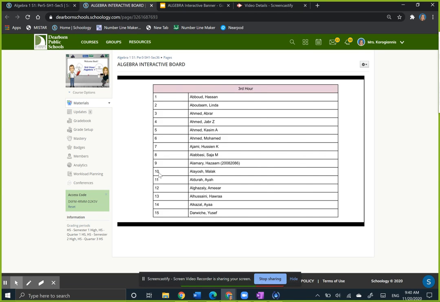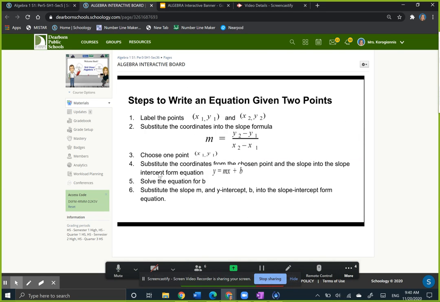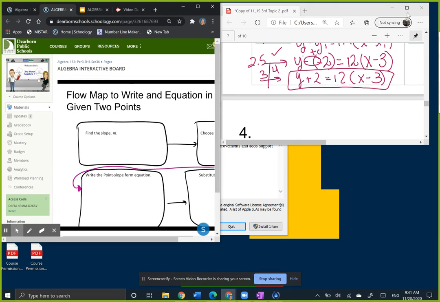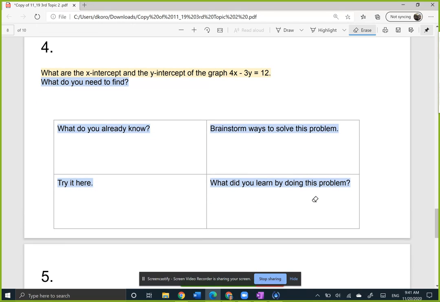All right, so I'll add this to that board. Okay, so after this lesson, during my prep, I will do that. So what are the x and y intercepts of the graph? So what do you need to find? So we need to find the x-intercept and the y-intercept.